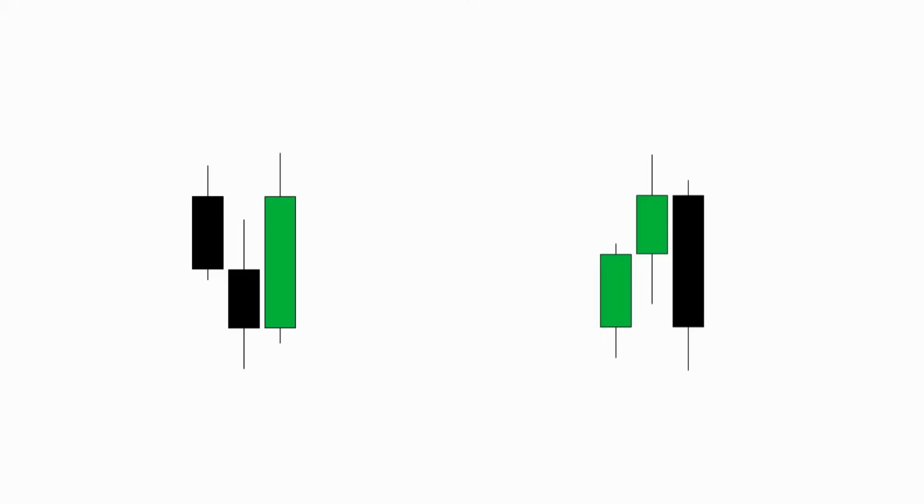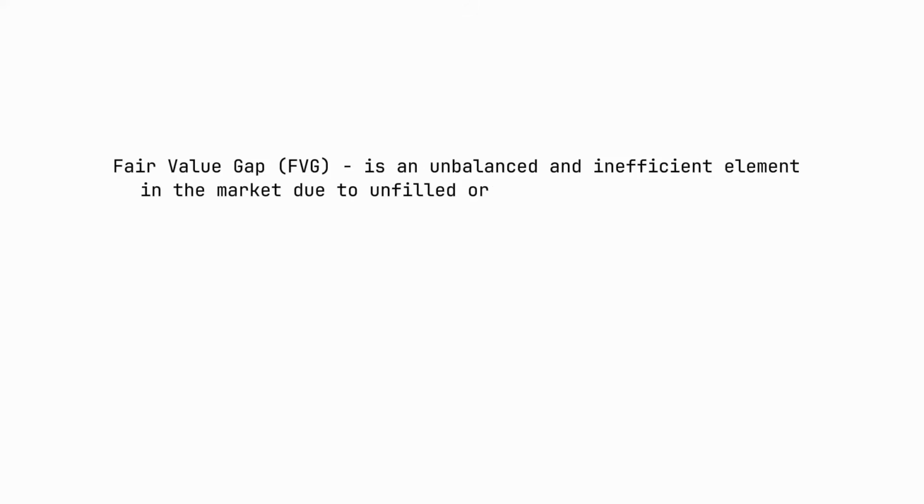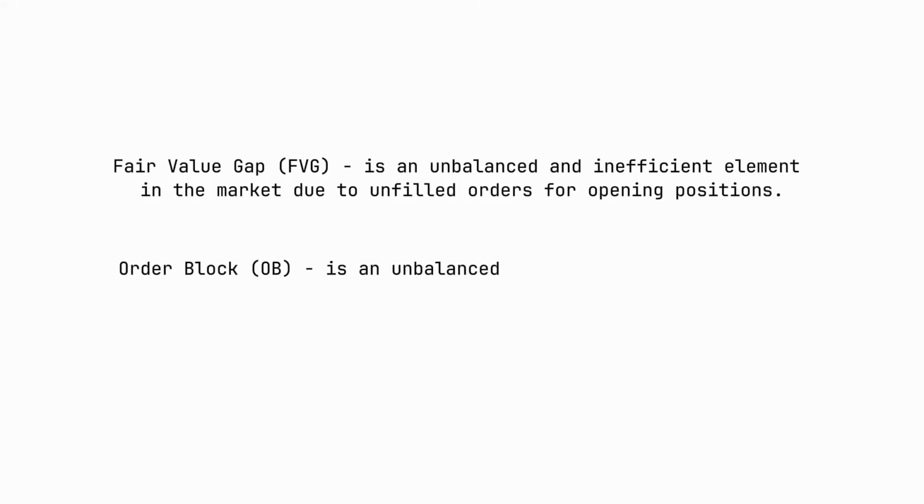So to summarize, a fair value gap is an inefficient area caused by unfilled orders when positions are being opened. An order block is an inefficient area caused by unfilled orders when positions are being closed or managed.